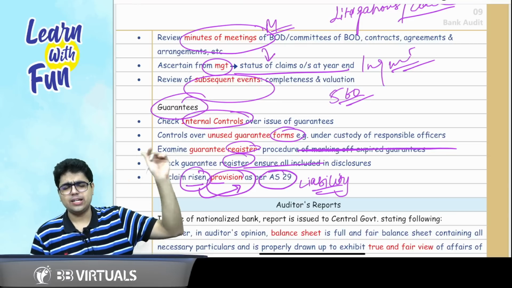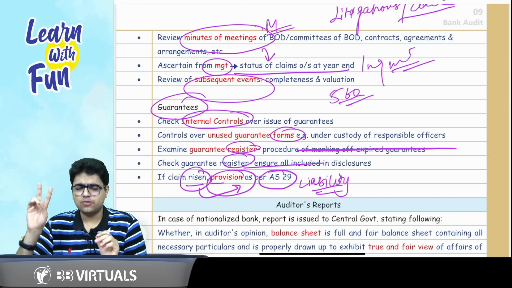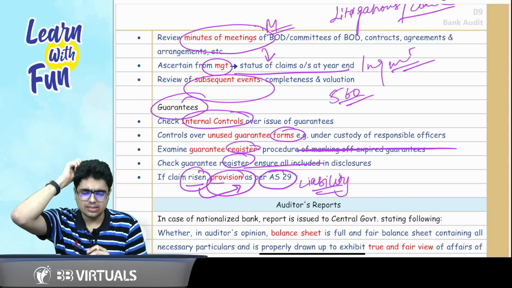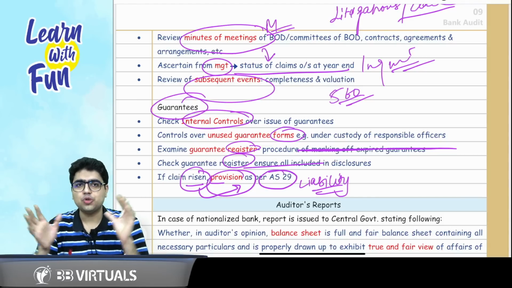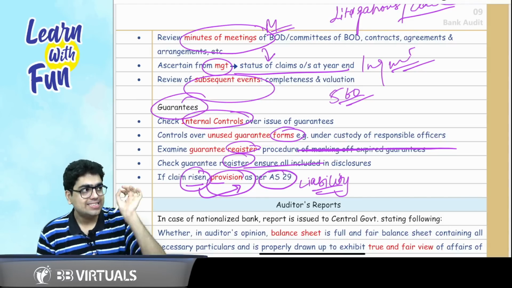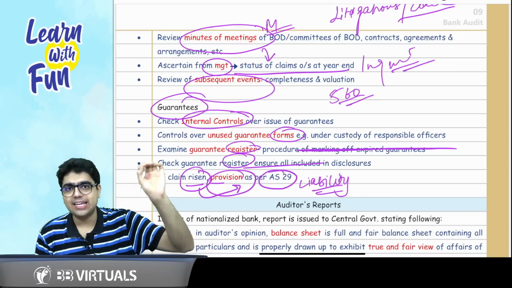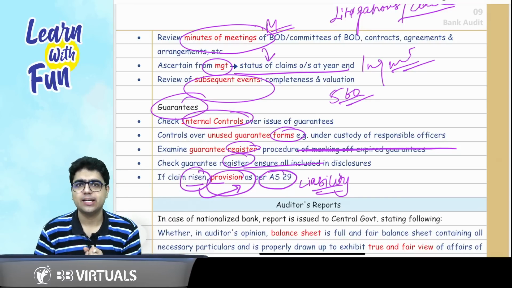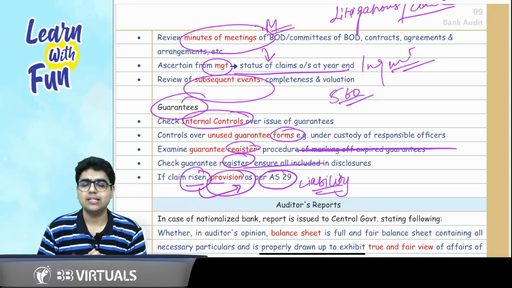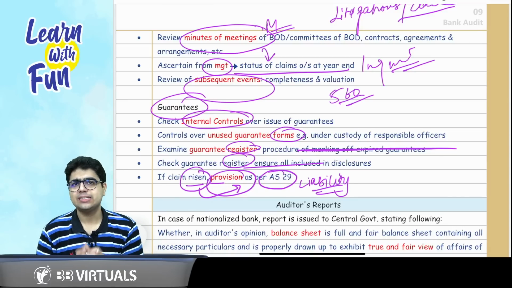Again, in case of guarantee, internal controls. Then two types of things: forms and register. Sir, unused guarantee forms should be under the custody of a responsible officer. Check the guarantee register to see if any guarantee has expired. Mark off the expired guarantee. In case any claim has arisen, not expired, provision needs to be created. And the last point is, check the register to see the completeness of guarantees.